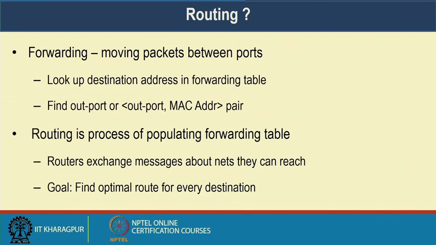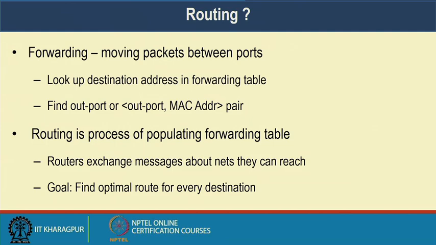If router 1 is connected to router 2 and routers 6, 7, 8, these routers exchange messages about the networks they are connected to, and the tables get updated. So my objective is to find the optimal route for every destination. Given a destination, find the optimal route.